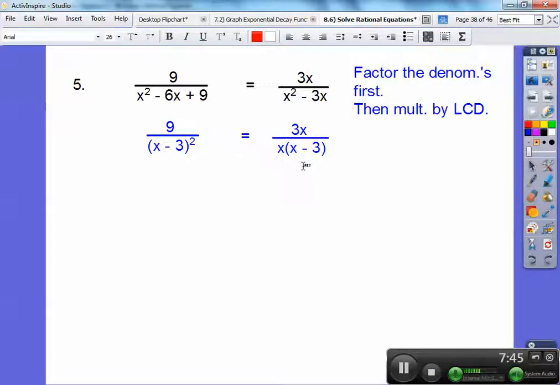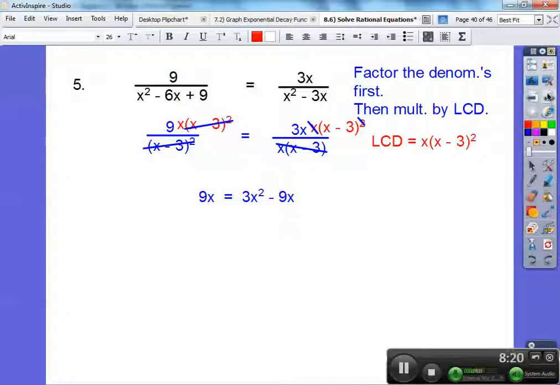Remember, my lowest common denominator is most of every factor that I see. This one has an x, this one has an x minus 3, but this one has 2x minus 3, so I want to have them both x minus 3's. So that's my LCD. Now I'm going to multiply everything by x minus 3 squared. What that does is it gets rid of this whole denominator. Can you see this guy canceling out with this? I'm left with 9x. Over here, all of the x and one of the x minus 2's cancel.